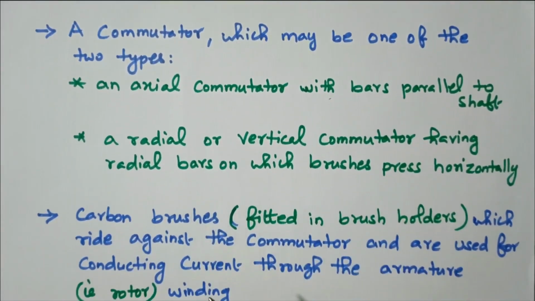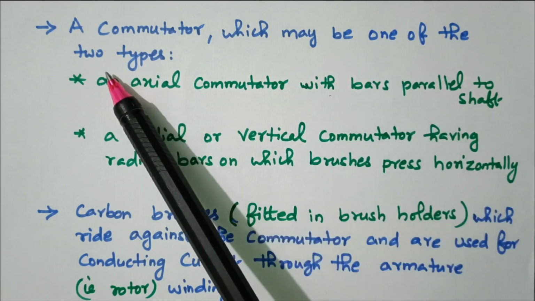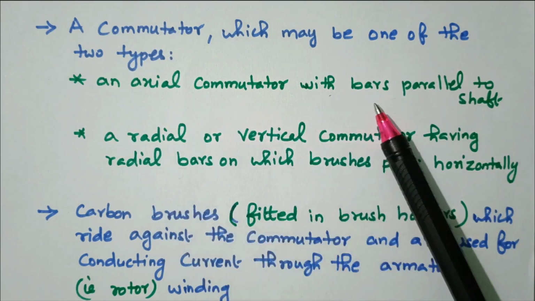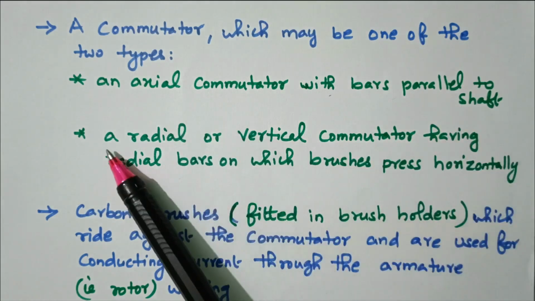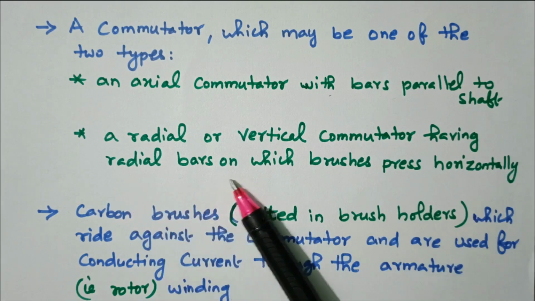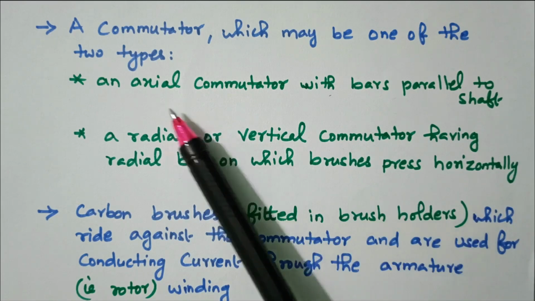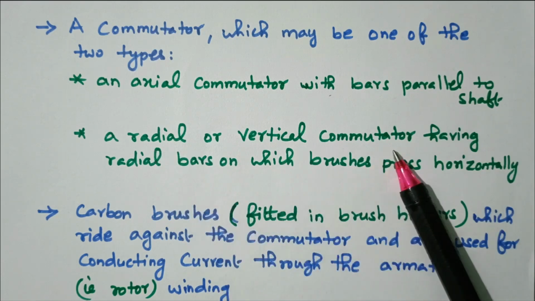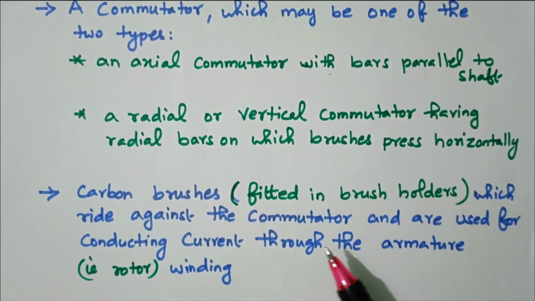Now we'll see the commutation process. A commutator may be of one of two types. The first one is an axial commutator with bars parallel to the shaft. Another one is a radial or vertical commutator having radial bars on which brushes press horizontally. One is the axial commutator parallel to the shaft, another is the radial or vertical commutator having radial bars, with brushes pressing horizontally.